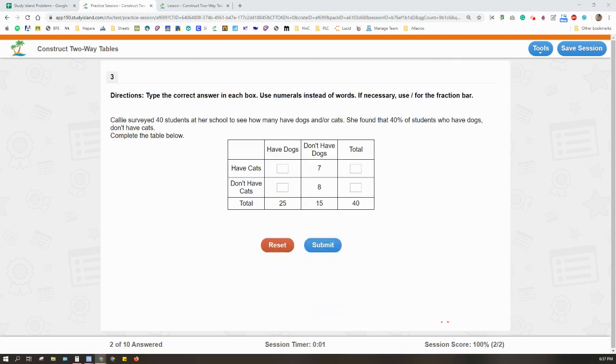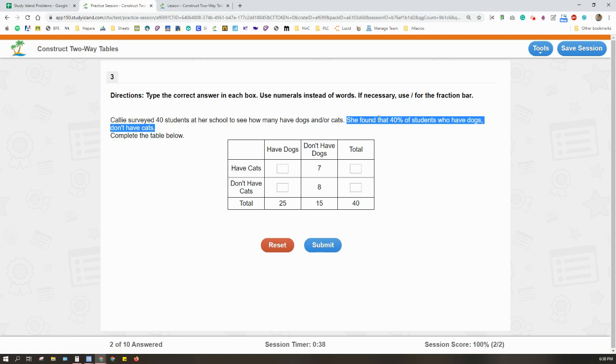Next problem. Number 3, Callie surveyed 40 students at her school to see how many have dogs and or cats. She found that 40% of students who have dogs don't have cats. Complete the table below. All right, so there are 40 students at her school that she surveyed. 40% of them that have dogs don't have cats. This is a very important sentence. Want to make sure that you're interpreting it correctly, so pay attention. She found that 40% of students who have dogs don't have cats.